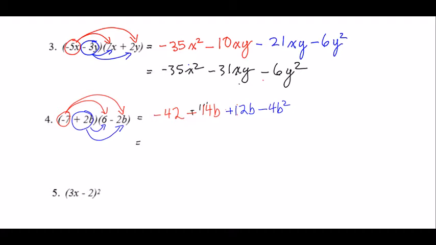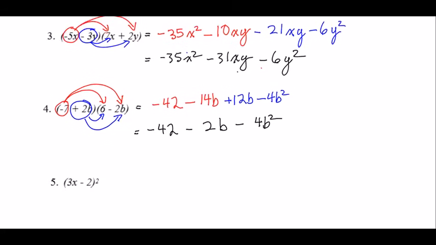Negative 42 doesn't have any other part, so we just leave it alone. And you'll notice the way we do this, it's always the middle terms that are always going to be combined. Every time you do these problems, it's only the middle term. There's no rearrangements or anything. So now we're going to get minus 2b and then minus 4b squared as our final answer.